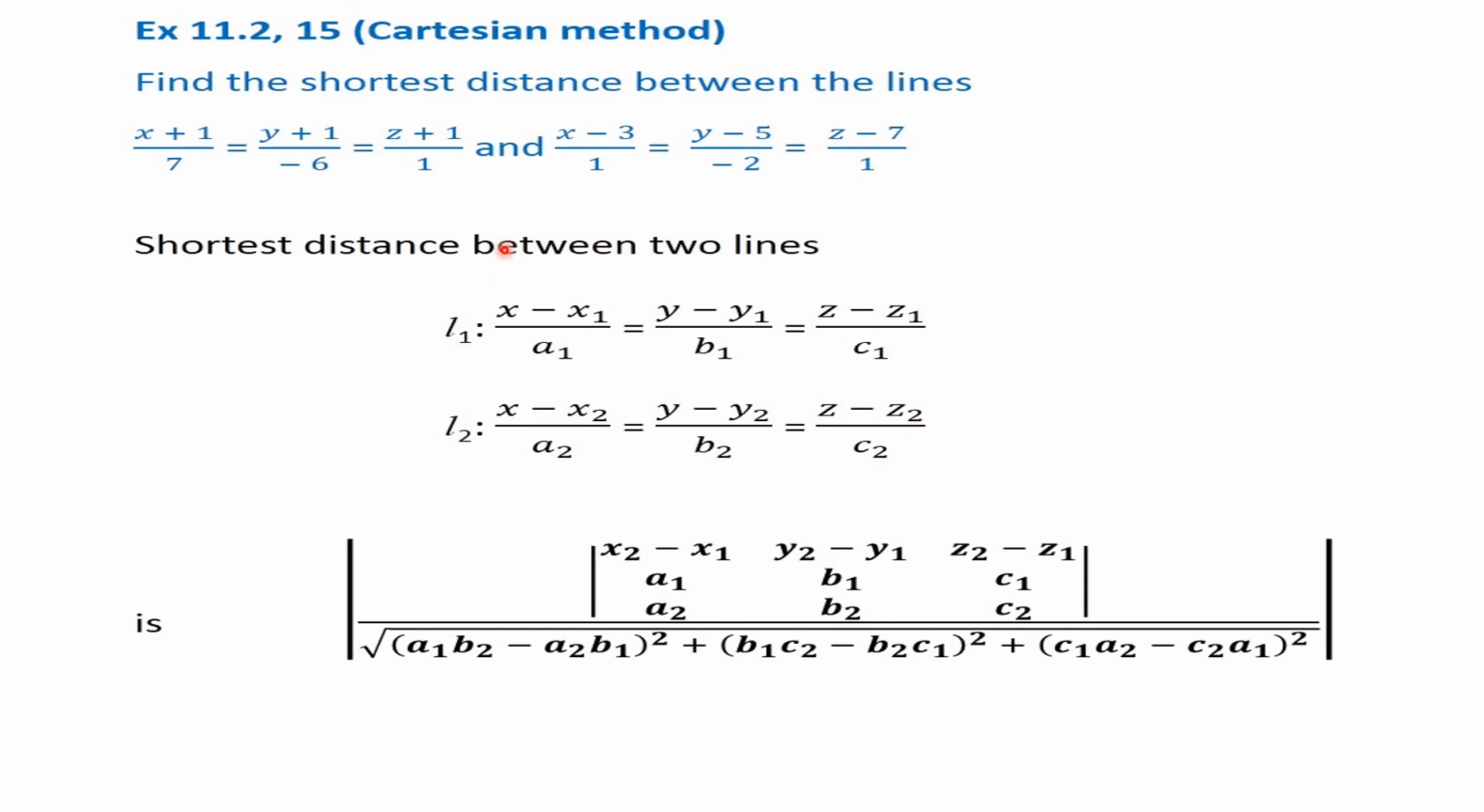So the formula will be: you have to divide the determinant x2 minus x1, y2 minus y1, z2 minus z1, a1 b1 c1, a2 b2 c2, by the square root of (a1 b2 minus a2 b1) whole square plus (b1 c2 minus b2 c1) whole square plus (c1 a2 minus c2 a1) whole square. You can check from here what x1 y1 z1 and a1 b1 c1, x2 y2 z2 and a2 b2 c2 are. So let us check out how to apply this formula.